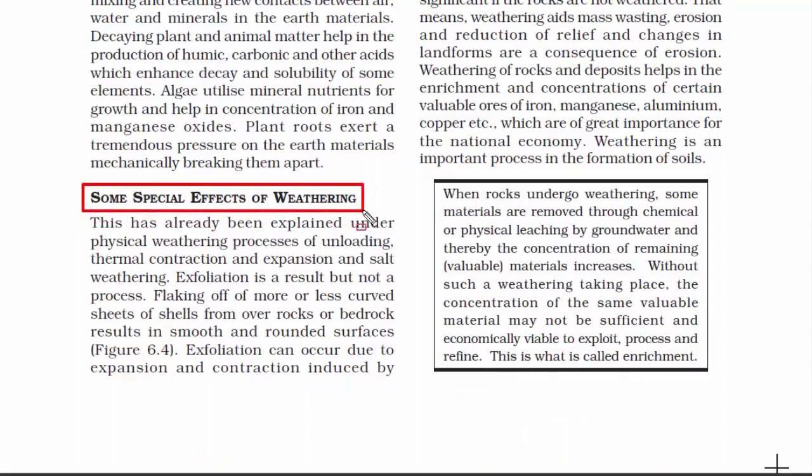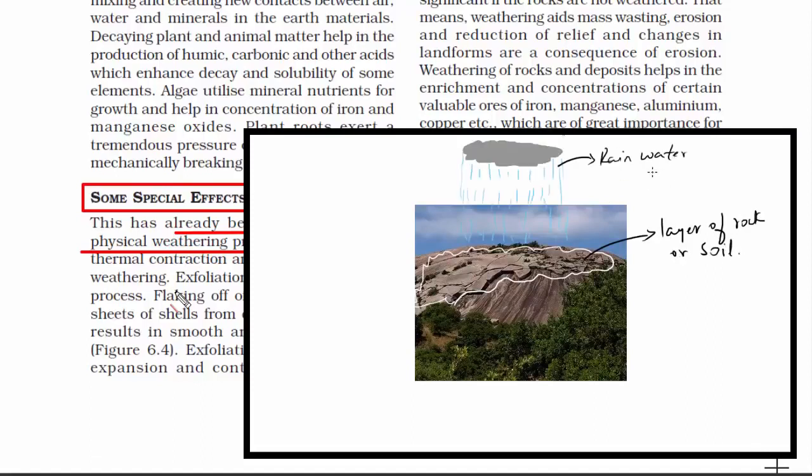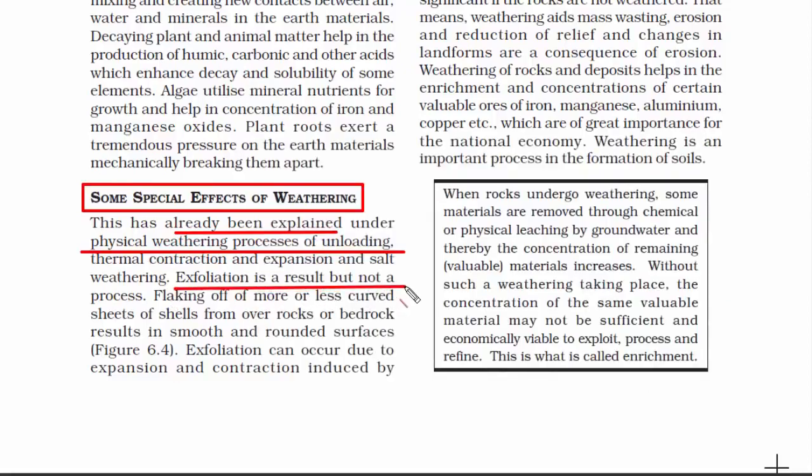Now we will read about some special effects of weathering. Moments back we read various types of weathering processes under the physical weathering section, especially the topic unloading and expansion. There we read how the top layer of a big rock creates pressure on the underlying rock, which then leads to disintegration of the above layer in sheets. So this is a special effect because this is a result of a certain process.